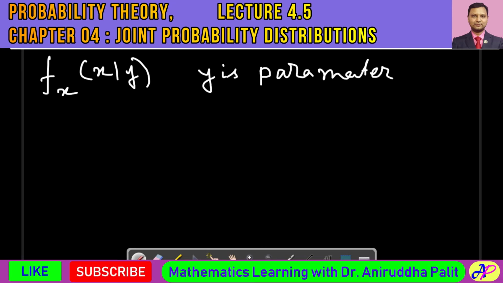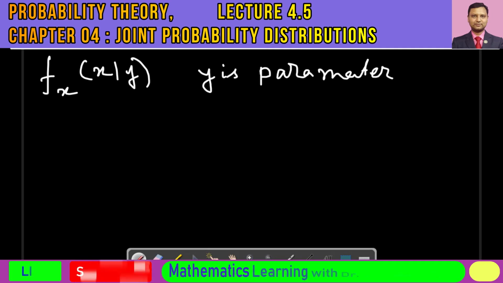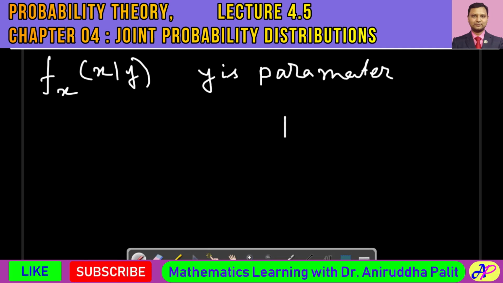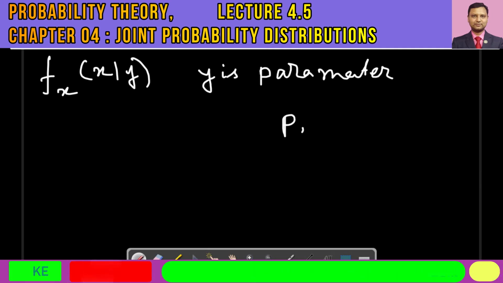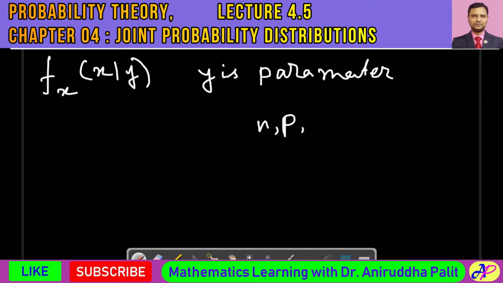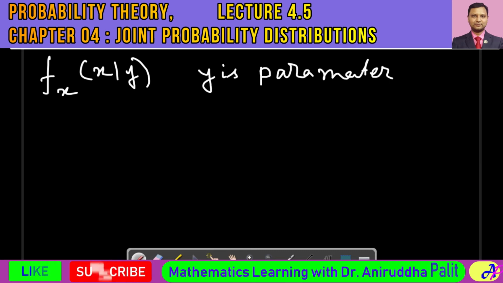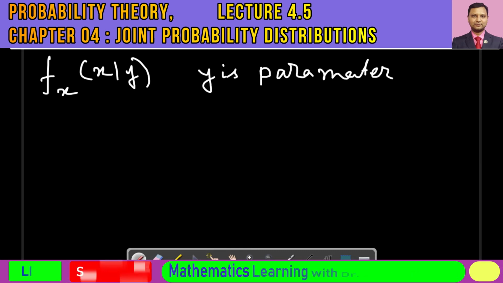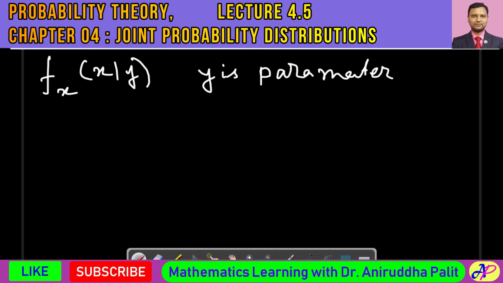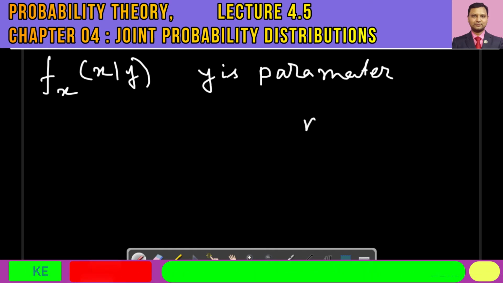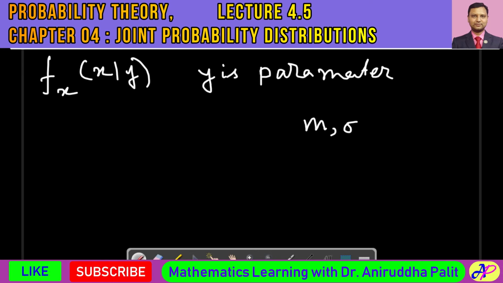As you see, we already have different kinds of distributions or density functions. Say, for example, in the binomial distribution we have two parameters, n and p. In the Poisson distribution we had a parameter mu. In the normal distribution of one dimension, we had two parameters, mu and sigma.